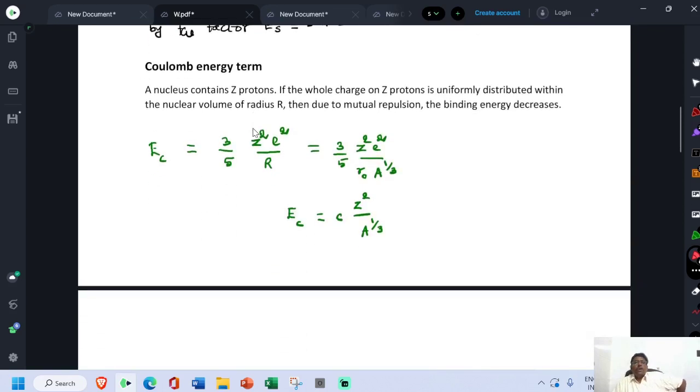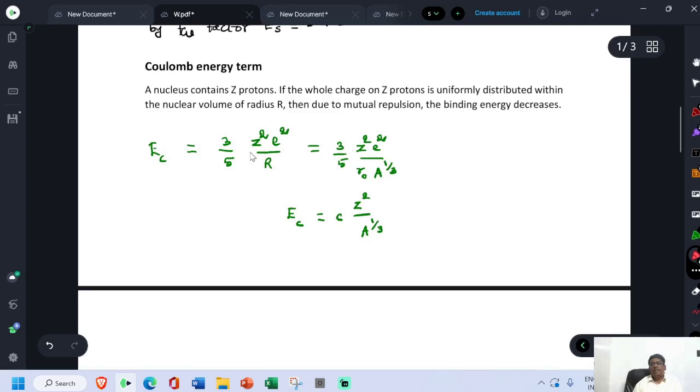The next term is the Coulombic energy term. A nucleus contains Z protons. If the whole charge on Z protons is uniformly distributed within the nuclear volume of radius R, then due to the mutual repulsion, the binding energy decreases. This is called Coulombic energy. EC equals 3 by 5 Z square E square divided by R. Here E is a constant, and 3 by 5 is a constant.